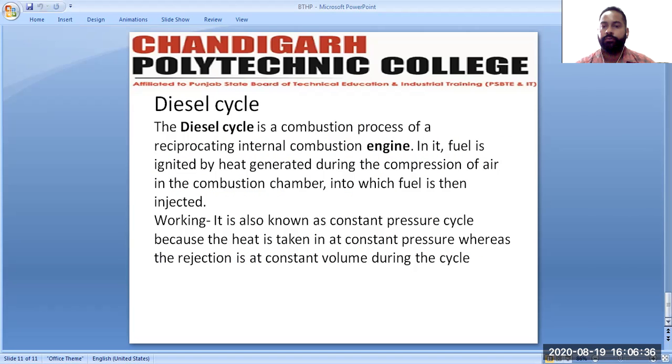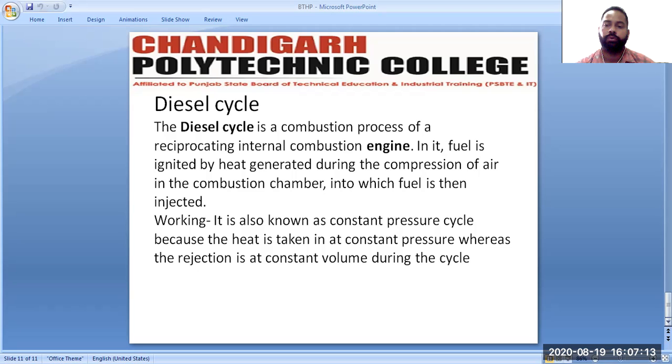My last topic is diesel cycle, which is based on diesel engine. And the diesel cycle is a combustion process of a reciprocating internal combustion engine. In it, fuel is ignited by heat generated during the compression of air in the combustion chamber, into which fuel is then injected. So we cannot use spark plug as an ignition member. So fuel is ignited by heat generated during the compression. So this is based on diesel cycle working.